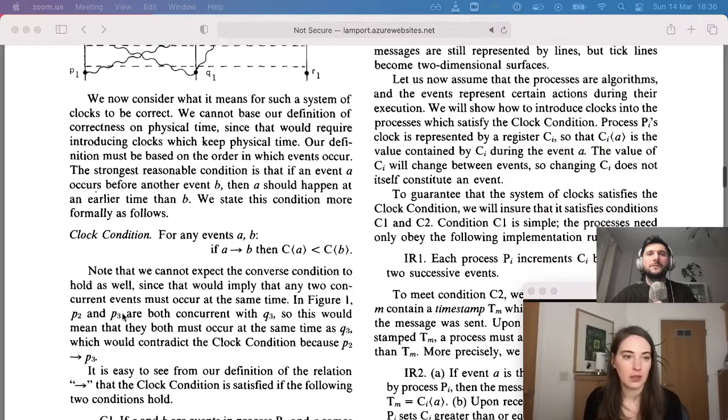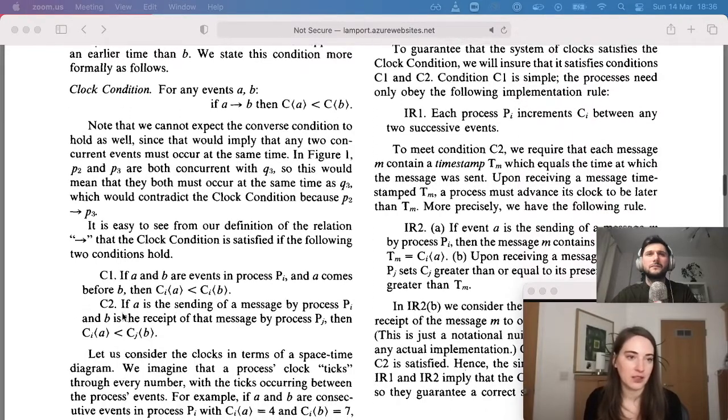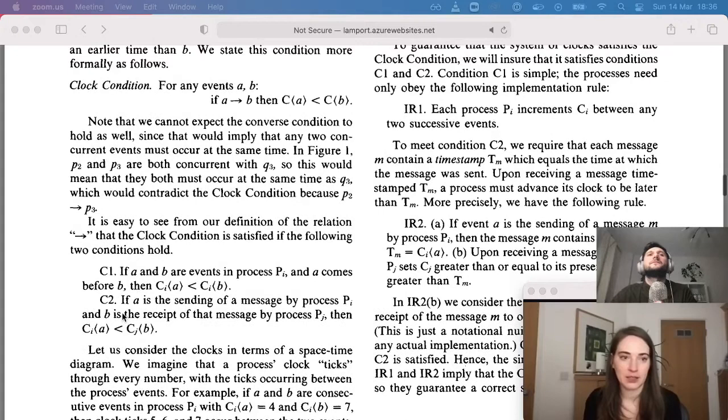Yeah. One of the important things here, I think, is the clock condition. So the way they are, you're just on it. Yes. Yeah.